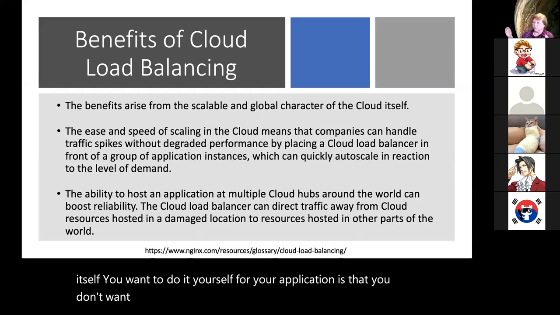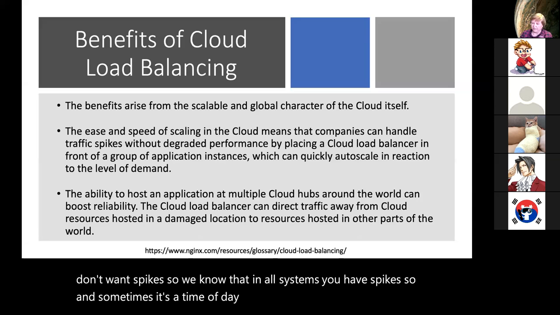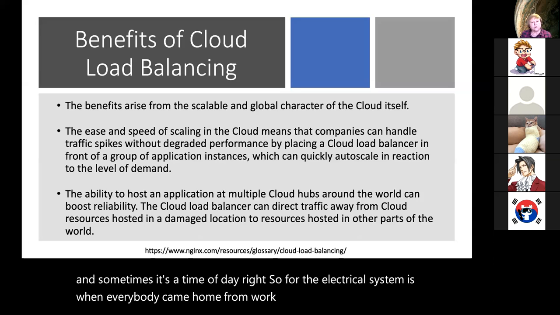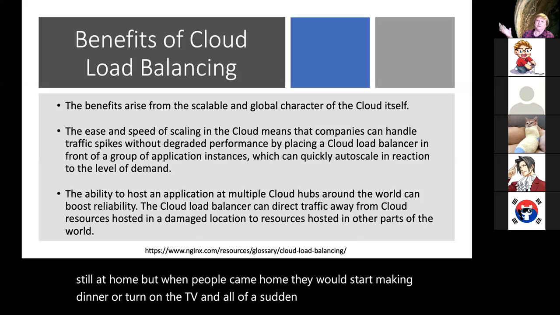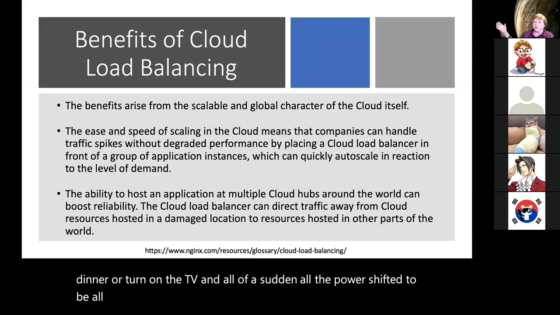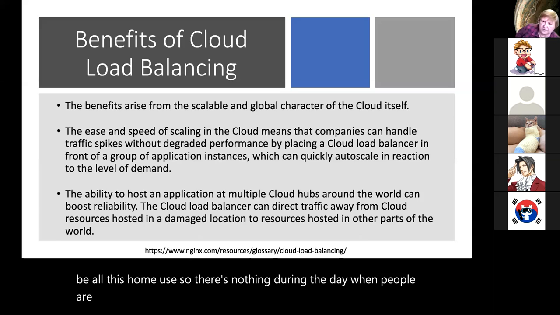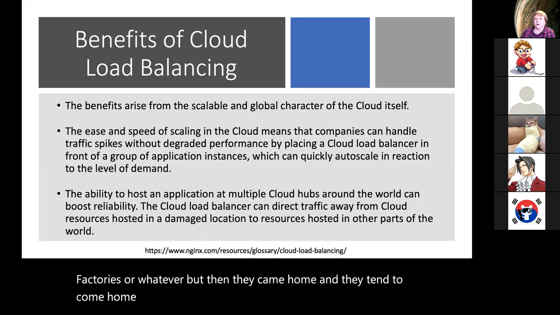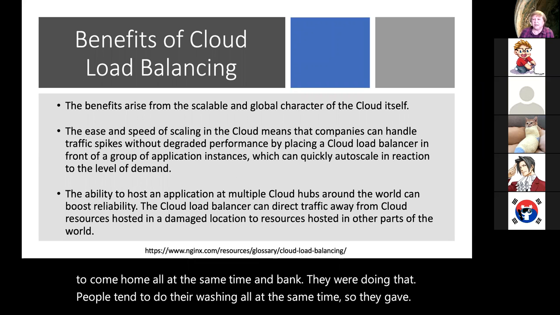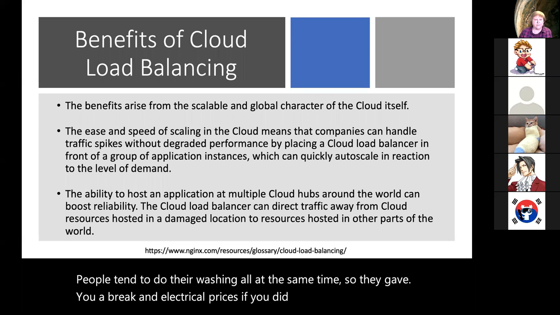So we know that in all systems you have spikes. Sometimes it's a time of day, right? For the electrical system, it's when everybody came home from work, not now because everybody's still at home, but when people came home, they would start making dinner, turn on the TV, and all of a sudden the power shifted to be all this home use. So there's nothing during the day when people are off in their offices or at factories or whatever, but then they came home, and they tended to come home all at the same time, and bang, they were doing that. People tend to do their washing all at the same time. So they gave you a break on electrical prices if you did it after 7 p.m. at night, because there was a spike in performance.